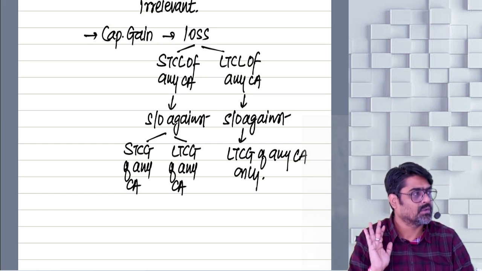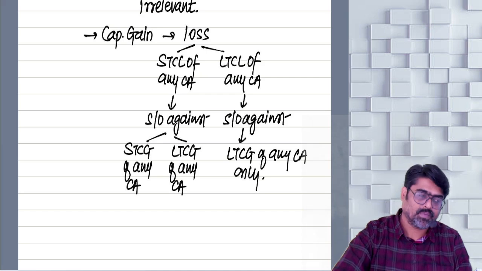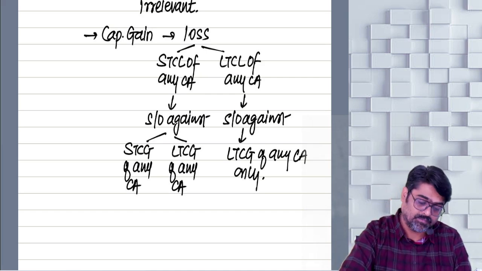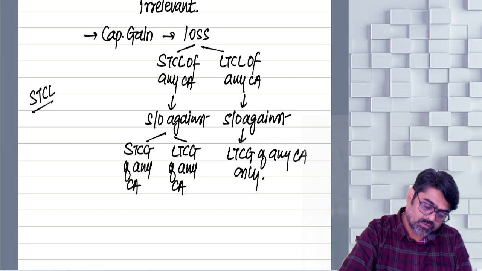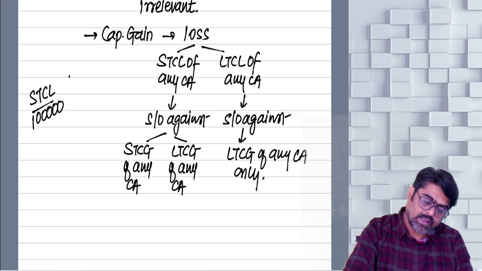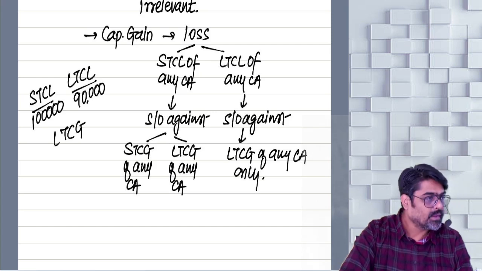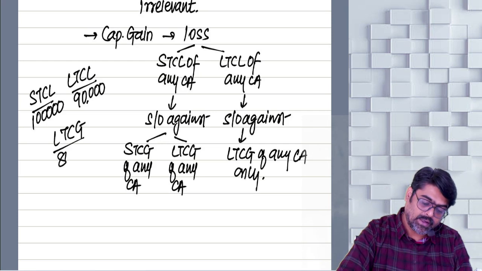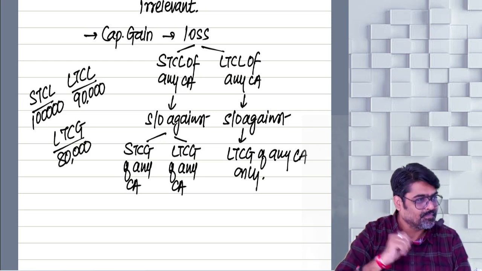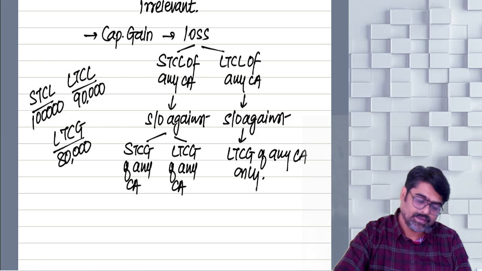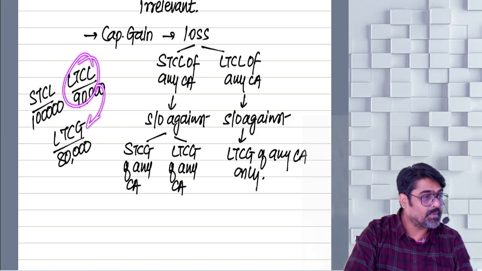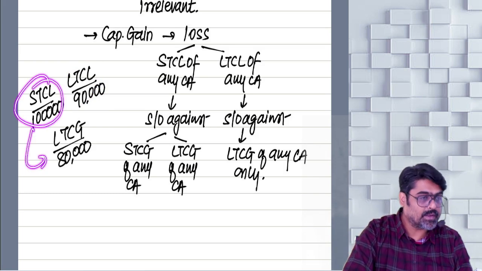Now one question I am asking you. Simple question, you are supposed to give me the answer. Short-term capital loss of rupees 1 lakh. And there is long-term capital loss of rupees 90,000. Now tell me, can you have a long-term capital gain? Long-term capital gain of 80,000. Can you set off this against long-term gain?